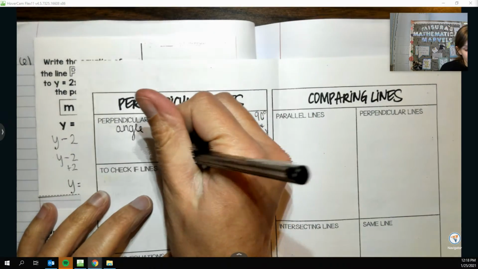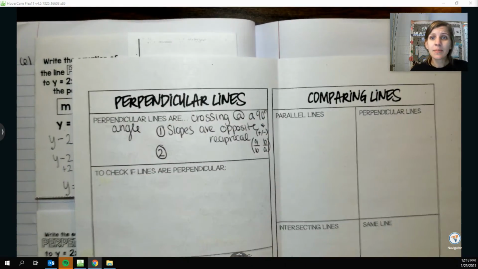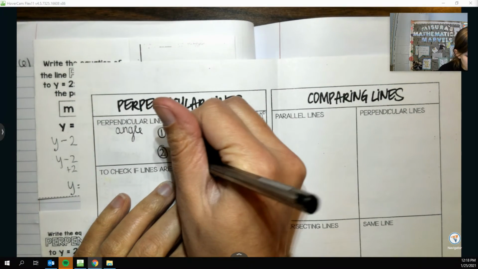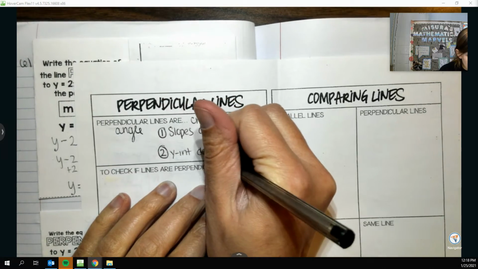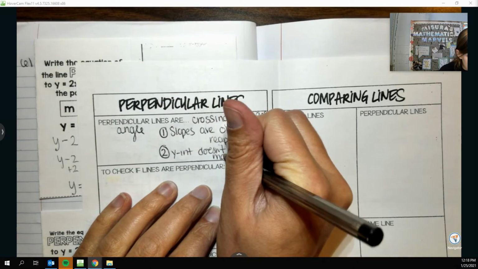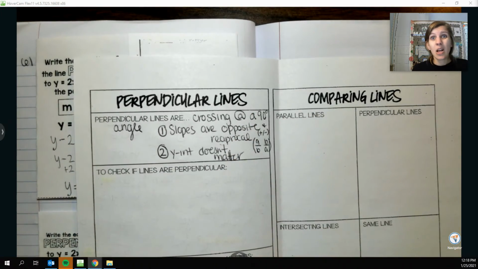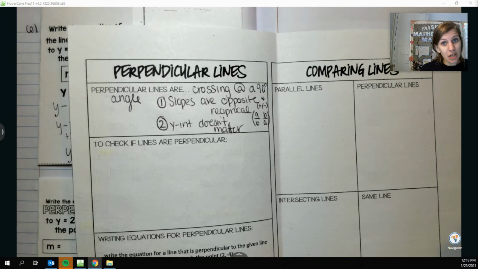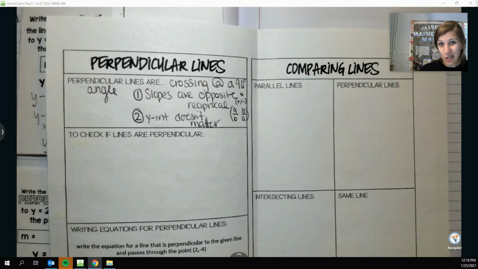Now the other thing, which is less important here, like I don't necessarily need to check this second thing, is that the y-intercepts could be the same, could be different. It kind of doesn't matter. The y-int doesn't matter. It's probably more rare for the y-intercepts to be the same because that would have to be right where they cross each other, right on the y-axis. Chances are that's not going to happen super often, but it could happen. So to check if lines are perpendicular, we really just need to check their slopes.